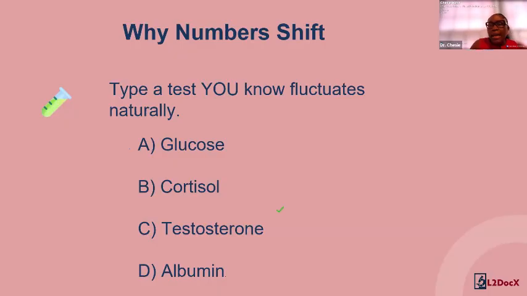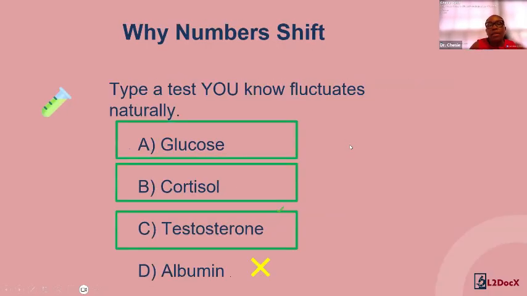So the analytes that we know naturally fluctuate. When I say natural, it's natural because your activities and your biological variation will make it fluctuate. These analytes are, let's see, I need to put my cursor here. Sorry. So all of these would fluctuate with the exception of albumin. Glucose, cortisol, and testosterone would naturally fluctuate.